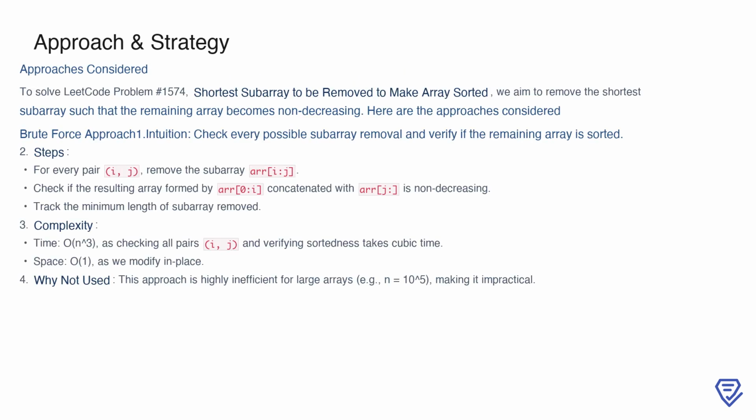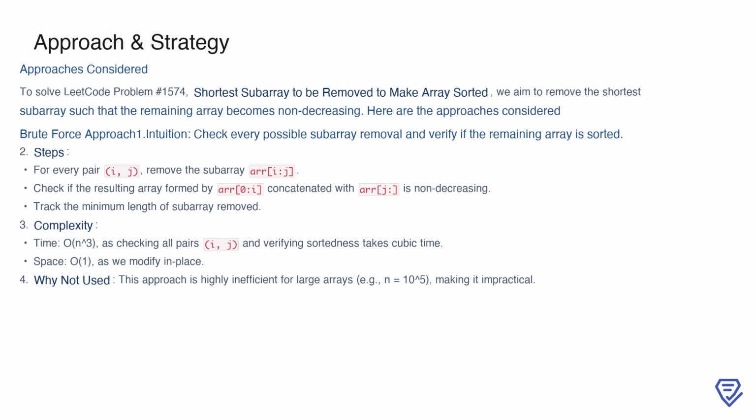To solve the problem of finding the shortest subarray to be removed to make the array sorted, we considered several approaches. The first is the brute force approach. The intuition behind this method is to try removing every possible subarray and check if the resulting array is sorted. Specifically, for every pair of indices i, j, we remove the subarray arr[i..j], and then verify if the array formed by concatenating arr[0..i] with arr[j..] is in non-decreasing order. We keep track of the minimum length of the subarray removed.